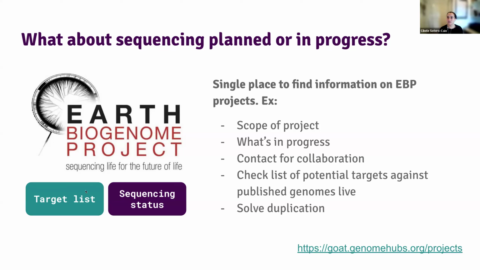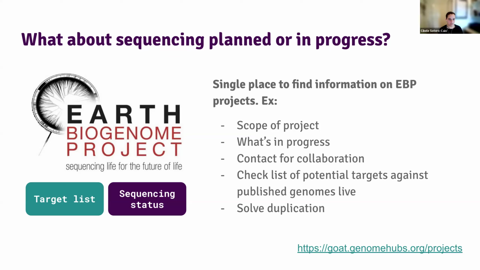We collate the list of possible or potential targets for all of the projects. So they declare a list that is like a wish list of what I need to do, what I want ideally to sequence. And they keep track of that file, and updates are picked up overnight by GOAT.